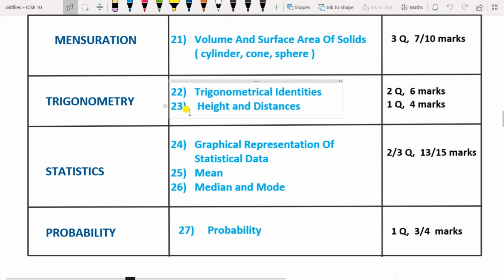Trigonometry, lessons 22 and 23, 2 lessons are included in trigonometry. 22 is trigonometrical identities, 2 questions for 6 marks can be asked, and 23 is height and distance, where 1 word problem for 4 marks can be asked from this lesson, okay. So these two are also interrelated chapters. These are quite new to you, but very easy if you just remember the formulas and the values. These are very easy chapters, so if you work hard on these you can score 10 marks very easily.